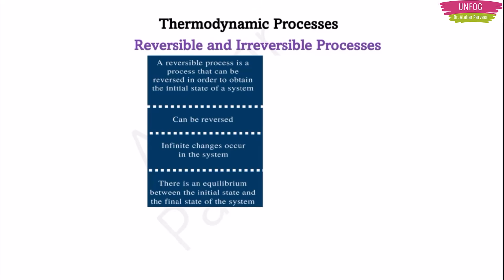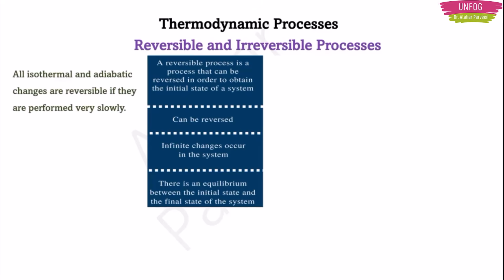Here many infinite changes will occur. Still you can achieve the initial state. That type of process is known as a reversible process. Now in this process there is an equilibrium between the initial state and the final state of the system. For example, all isothermal and adiabatic changes are reversible. Okay, but then you have to perform them slowly. Then only they will be reversible processes.